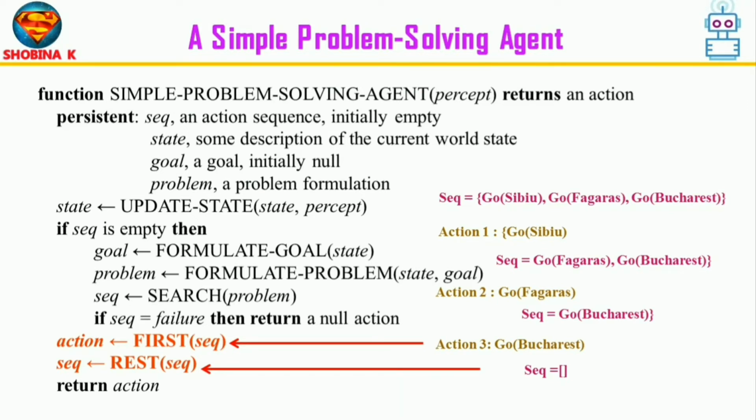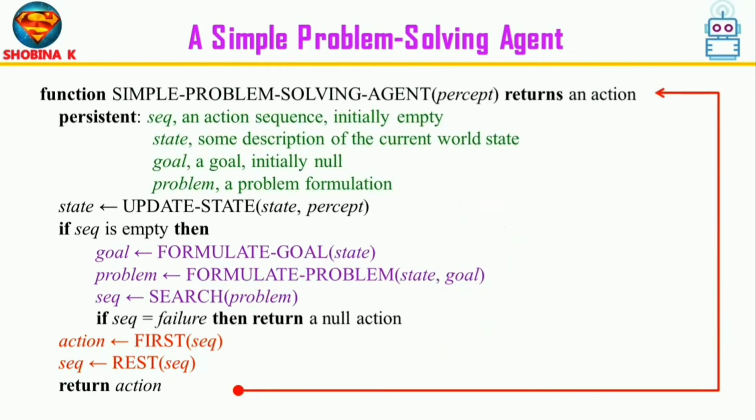And this will be performed by the agent. Once the action is performed, again we will call this function with a new percept. And this time the sequence will be empty. As you can see, the sequence is empty list. Now we try to formulate a new goal based on whatever the new input is provided. So based on the input from the new passenger, we will formulate a new goal and formulate a problem. And then we will search for a solution of a new problem. And this is how the agent will work.